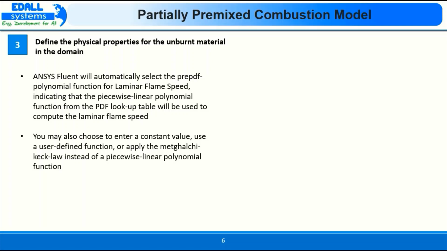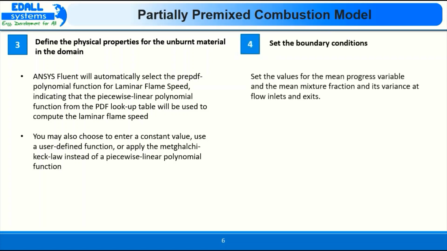So based on what mixture fraction we are using, the PDF table will calculate a polynomial function for the variation of mixture fraction versus laminar flame speed. When we enter into materials under laminar flame speed, we can see that the PDF polynomial function is already defined and we can go with that. Otherwise, one can select a constant value or a user-defined function according to their problem.